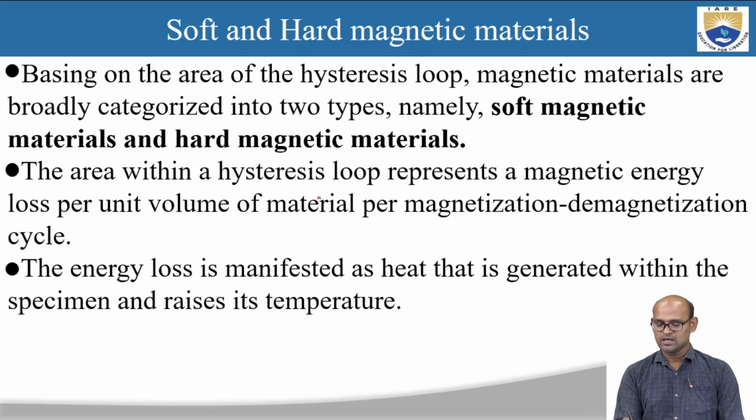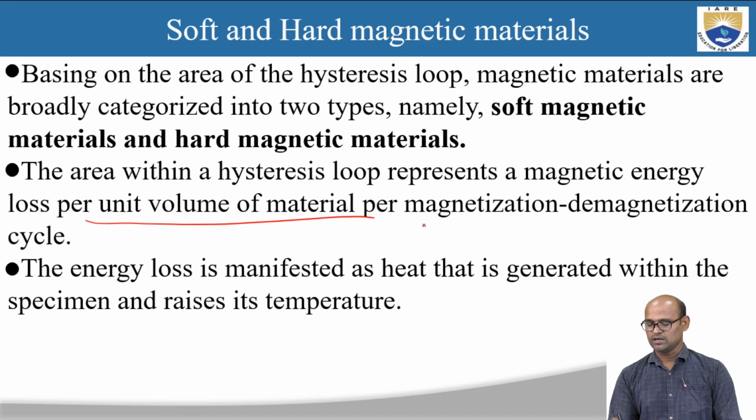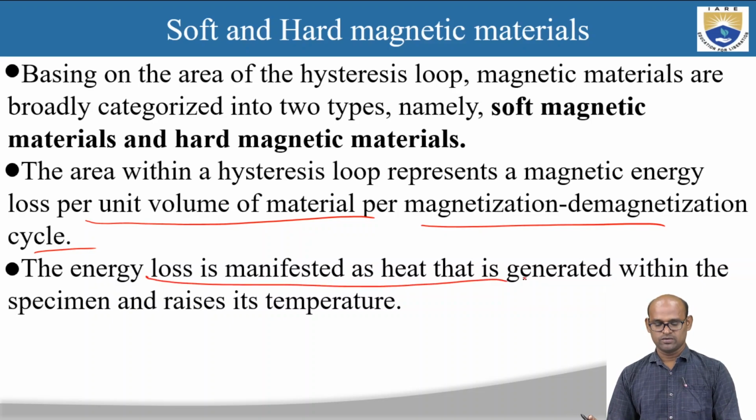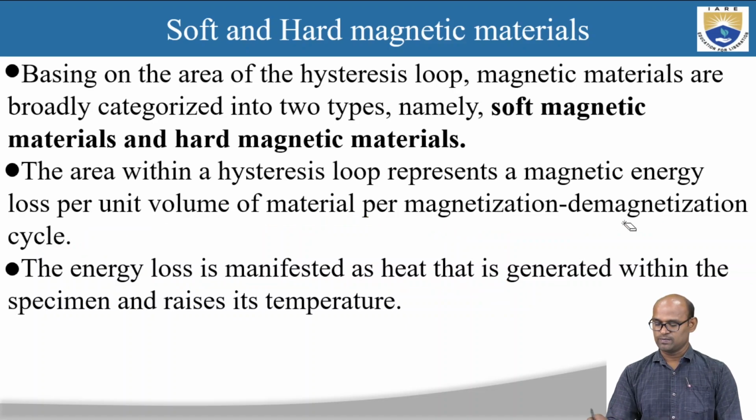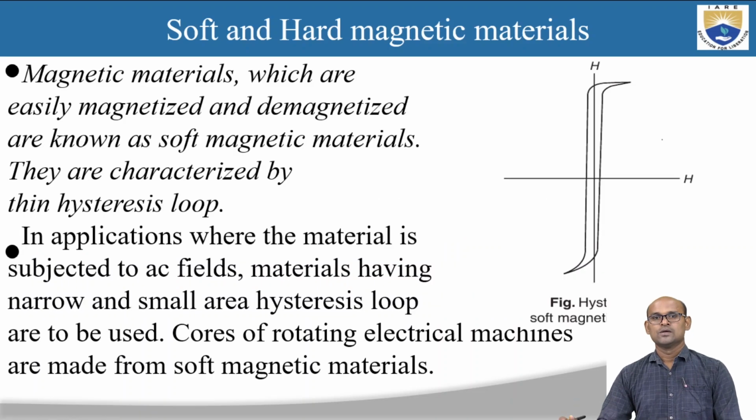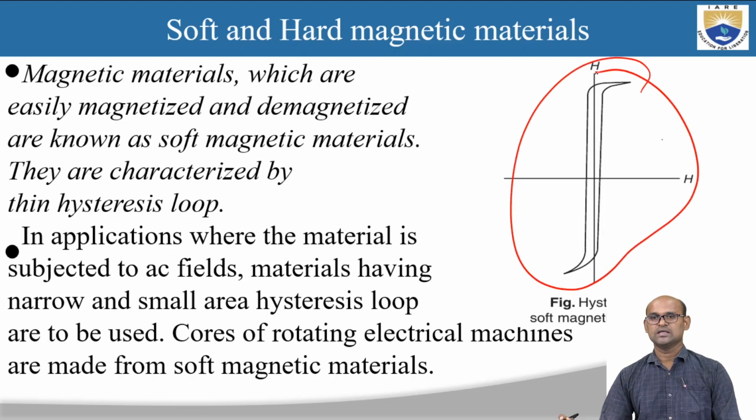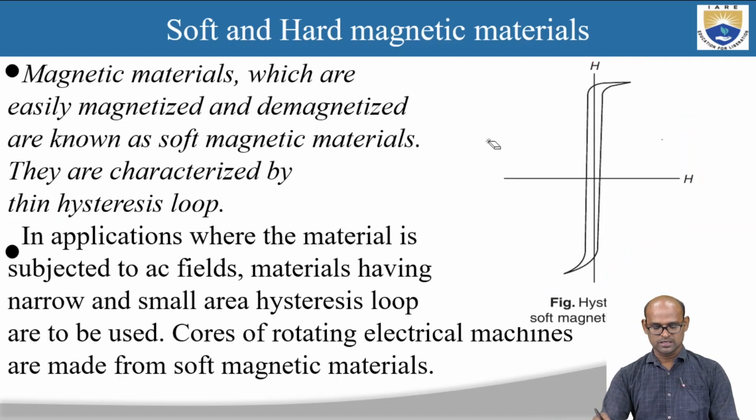The area within a hysteresis loop represents a magnetic energy loss per unit volume of the material per magnetization-demagnetization cycle. The energy loss is manifested as heat that is generated within the specimen and raises the temperature of the material. So magnetic materials which are easily magnetized and demagnetized are known as soft magnetic materials. They are characterized by a thin hysteresis loop.